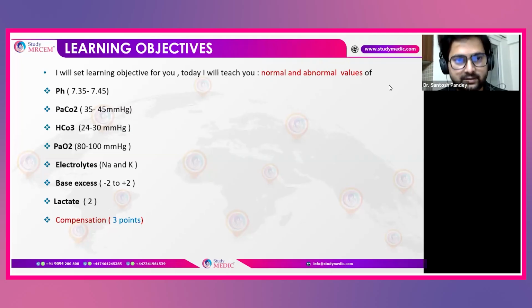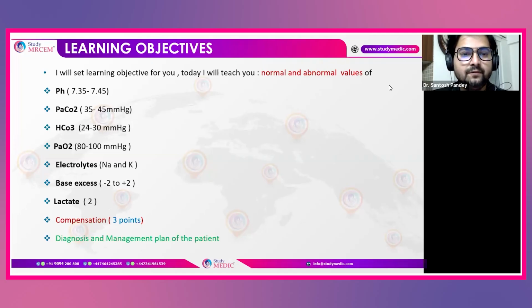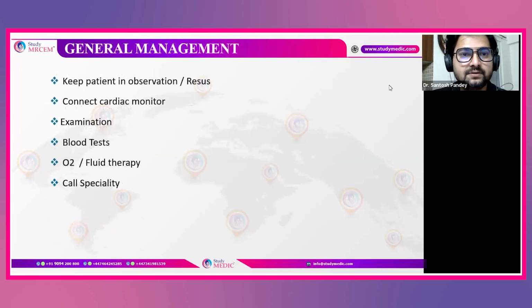And then you have to compare two parts more, PCO2 and bicarbonate. If both are in an increasing trend or both are in a decreasing trend, that is partial compensation. I repeat, if both are increasing, or both are decreasing, that is partial compensation. If any one of them is normal, then that is uncompensated. You have to be very clear on this for the ABG. And then you have to tell about the diagnosis and the management plan of the patient. Finally, after the ABG diagnosis, as I told for the ECG, you have specific points for ABG also. For all ABG stations you can tell: keep the patient in observation or resuscitation.